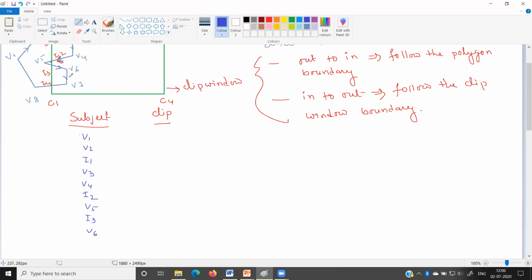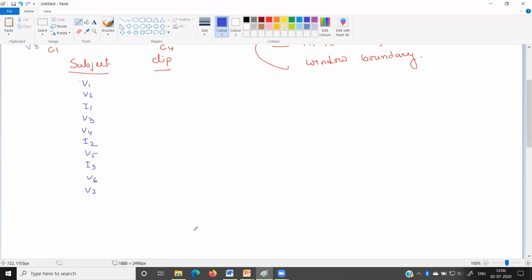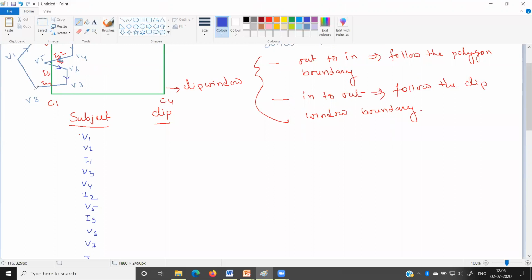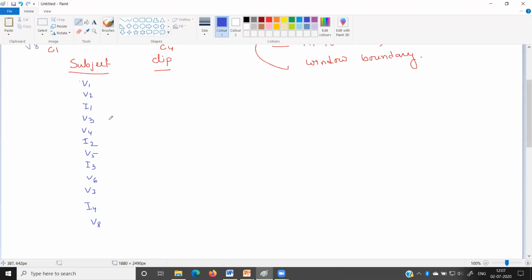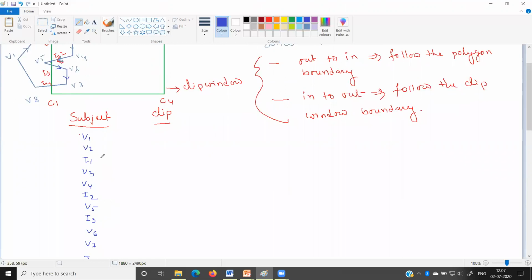Then from V6 I am moving to V7, so I have to write down V7. Then from V7 to V8, and while I am moving from V7 to V8, I4 is the intersection point. So I have to write I4, V8. And you can see while I am moving from V8 to V1, there is no intersection point. V1 is already there in the list, so we should not repeat it. So that is the end. In the subject list, we placed all the vertices and all the intersection points which are present on the boundary of the polygon.